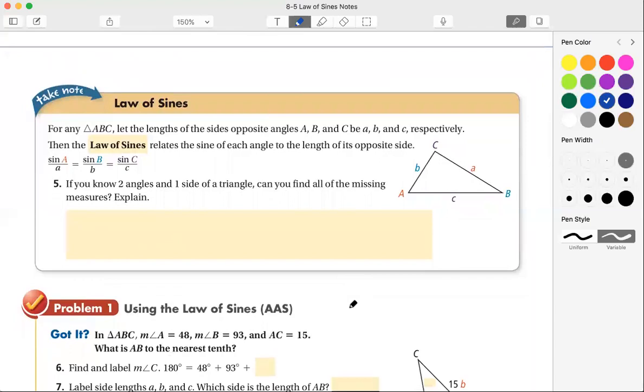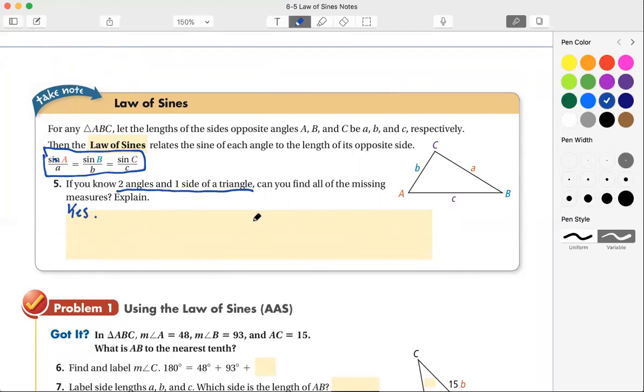All right, now what we can do is extend this knowledge from right triangles and apply it to all triangles. So for any triangle ABC, let the lengths of the sides opposite angles A, B, C be a, b, c, respectively. Then the law of sines relates each angle to the length of its opposite side, and we have an extended ratio: the sine of A over a equals the sine of B over b equals the sine of C over c. So if I know two angles and one side of a triangle, can we find all missing measures? The answer to this is yes. All I need are two angles and one side.